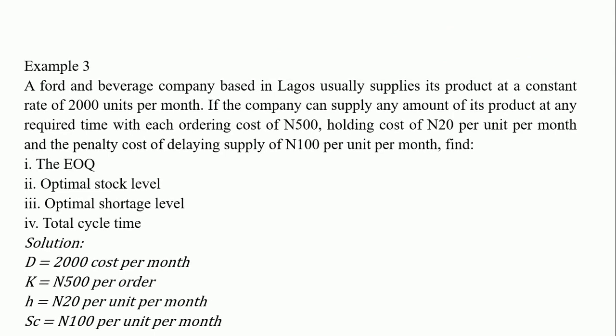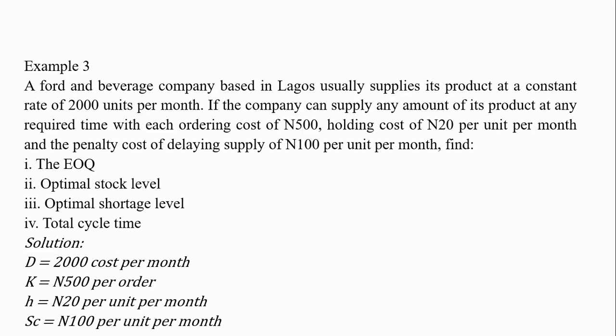This is an example of how to apply the last formula for EOQ with shortage allowed. In this case, you'll be given all the parameters needed. A food and beverage company based in Lagos usually supplies its products at a constant rate of 2,000 units per month. If the company can supply any amount of its product at any required time, with each ordering cost of 500 naira, holding cost of 20 naira per unit per month, and the penalty cost of delaying supply of 100 naira per unit per month, find the EOQ, the optimal stock level, the optimal shortage level, and the total cycle time.